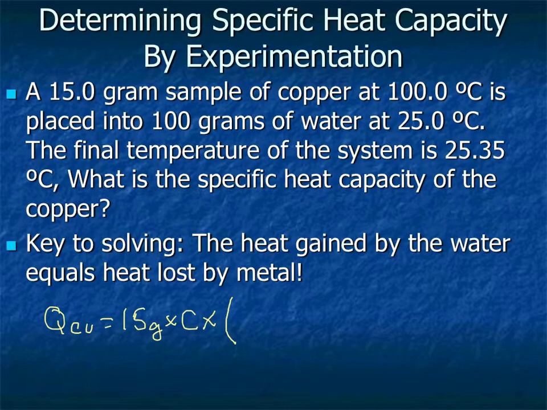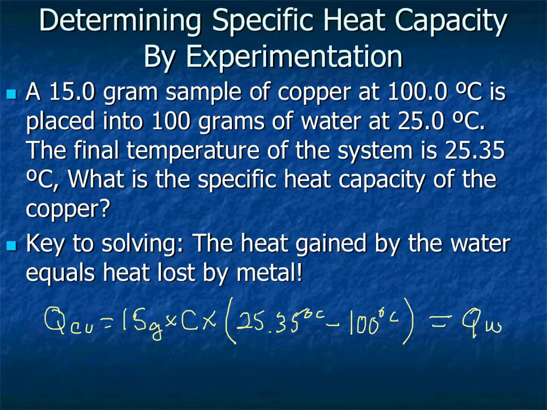100 degrees C initial minus final. The final temperature is 25.35 degrees C. And the copper started out at 100 degrees C, so that'll give us that value. And that has to equal the Q of the water gained, right, because the heat warming up the water must be coming from the heat lost by the copper.